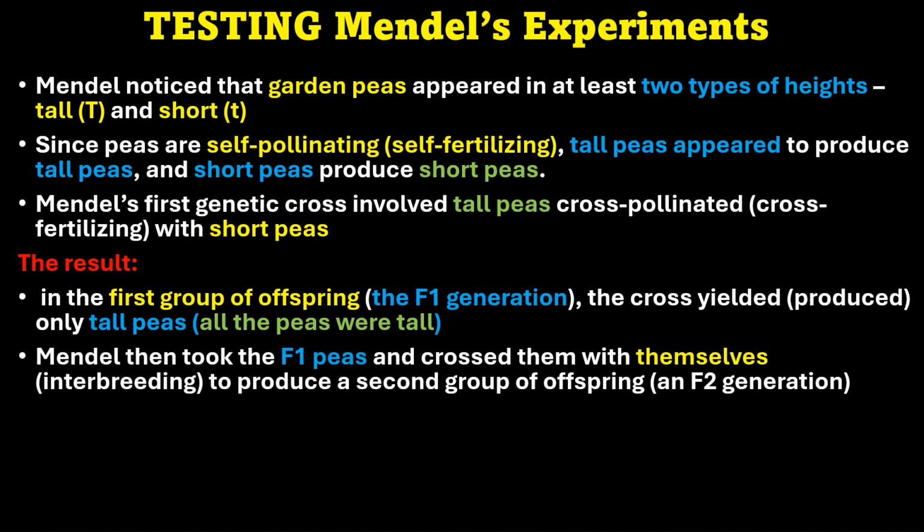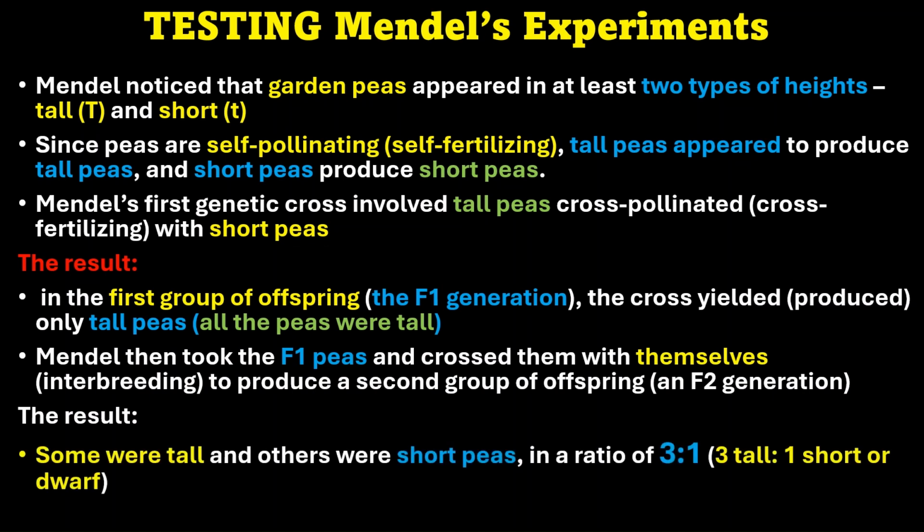And then he later on took the F1 peas, that is the new tall plants, and crossed them with themselves. That is interbreeding. And doing so, he produced the second group of offspring. That is the F2, the second generation. And these were the results. Some were tall, others were short peas, and they were in a ratio of 3 to 1. That is, about 75% of them were tall, corresponding to 3 tall, and 25% or 1 dwarf.